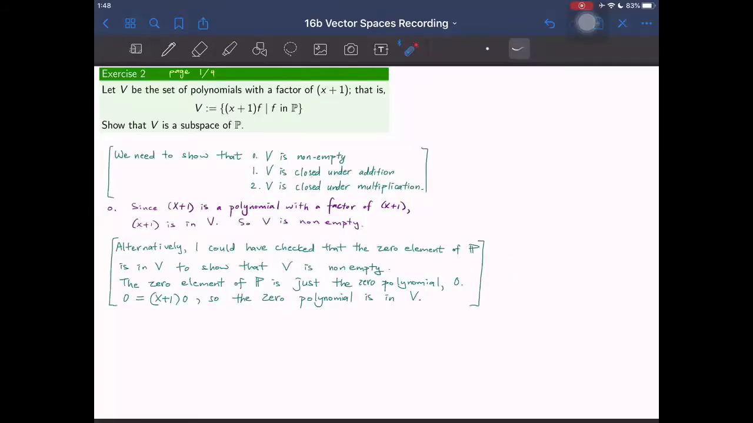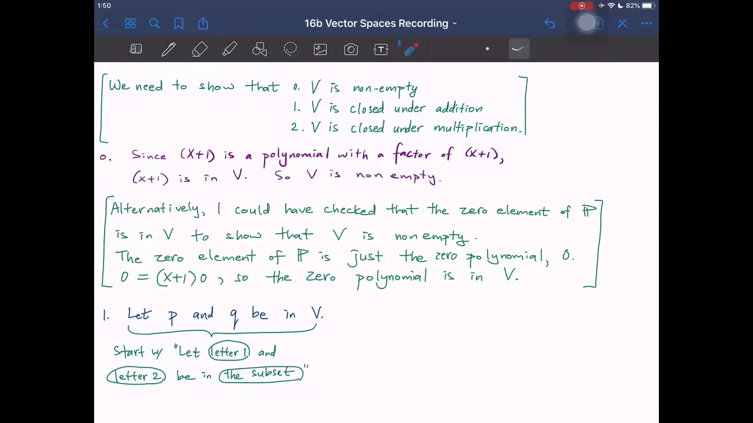An alternative way to show that V is non-empty is I could have checked that the zero element of P is in V. The zero element of P is just the zero polynomial, 0. 0 is equal to x plus 1 times 0, so the zero polynomial is in V. Next, we want to show that V is closed under addition.